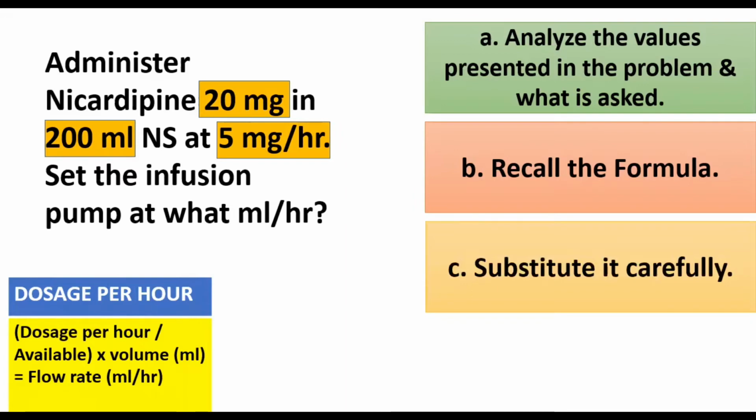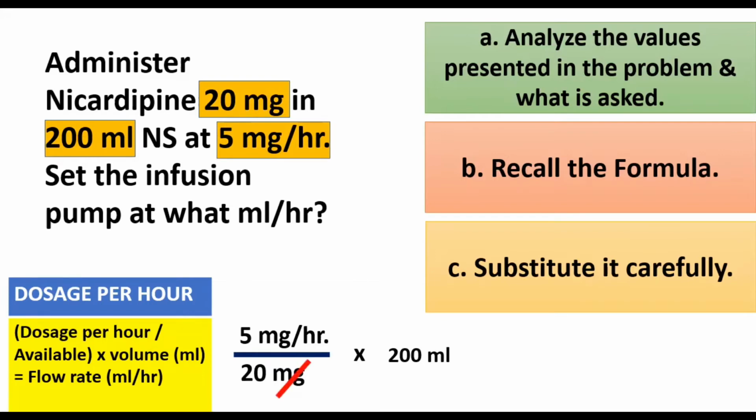Now, the third step is to substitute the values given to the formula carefully. So for the dosage per hour, it is 5 milligrams per hour. For the one available, it is 20 milligrams of nicardipine, and the volume of the diluent is 200 ml. After substituting the values carefully, we can now proceed with the calculation.